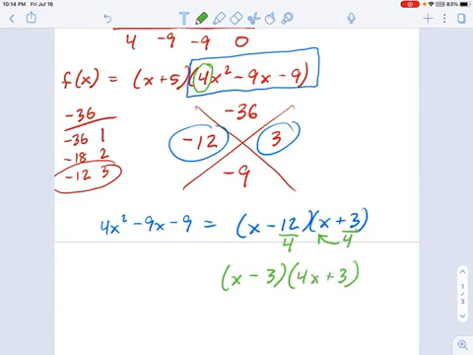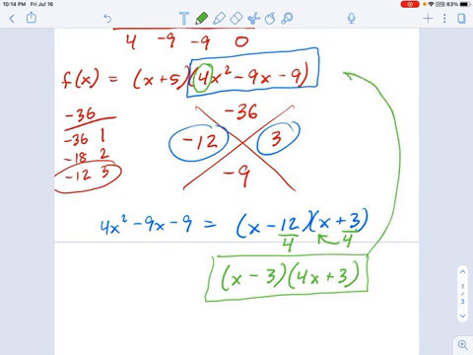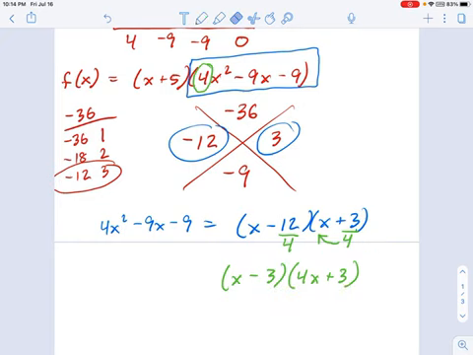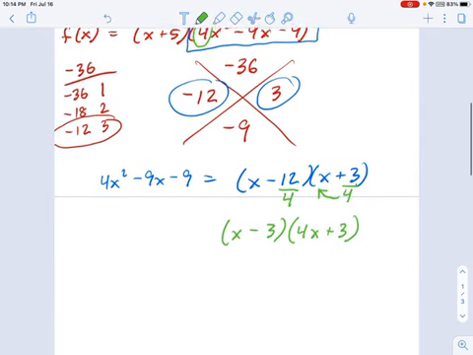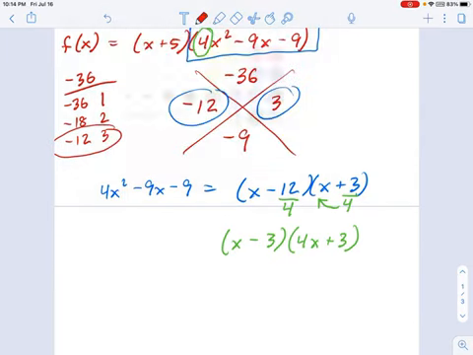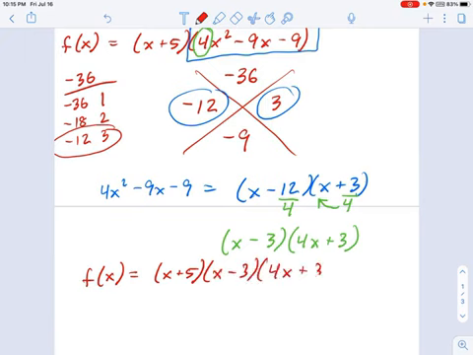I'm going to pause this right here. I want you to go ahead and confirm that this is the correct factoring for this polynomial right here, 4x squared minus 9x minus 9. Okay, now having done that, let's move on. Remember that x plus 5 I told you not to forget? Well, let's just bring that back in here. f of x equals x plus 5 times this new factored bit we just found here, x minus 3, and 4x plus 3. That's the fully factored polynomial.